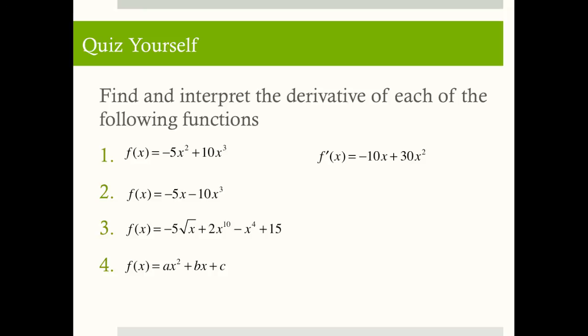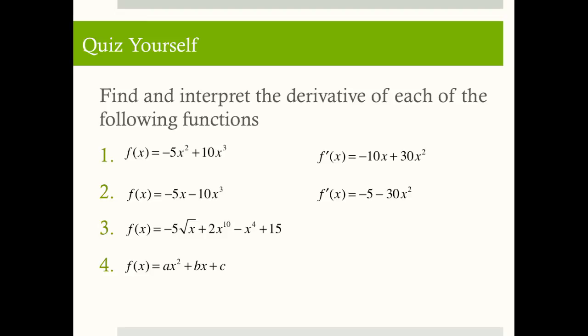If f of x equals negative 5x squared plus 10x to the third, then f prime x is equal to negative 10x plus 30x squared. If f of x is equal to negative 5x minus 10x to the third, f prime x is equal to negative 5 minus 30x squared.